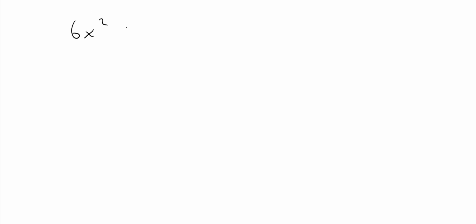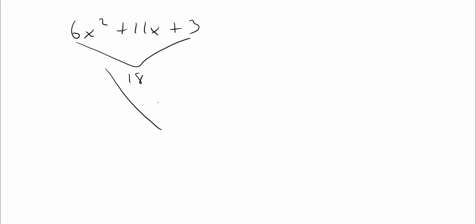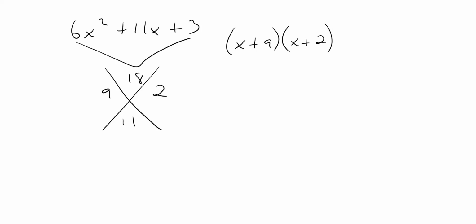6x squared plus 11x plus 3. Okay, that gives you 18. 11 here. Two numbers give you 18. Now they both have to be positive, so think like 6 and 3. 6 times 3 is 18, but 6 plus 3 is 9. 9 and 2. Perfect. 9 plus 2 is 11. So we have x plus 9, x plus 2. And then we divide by 6.